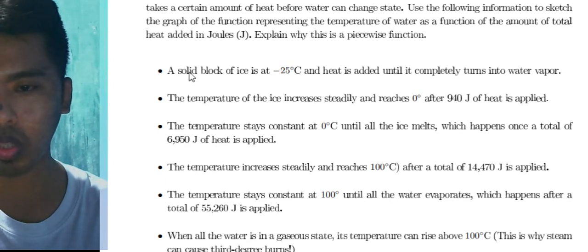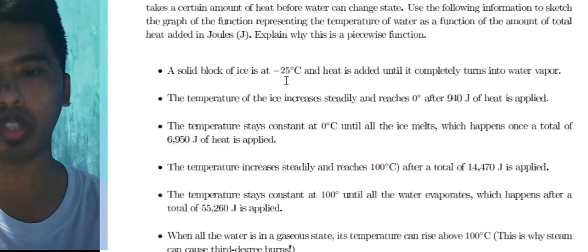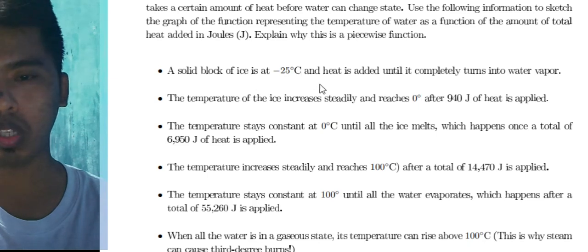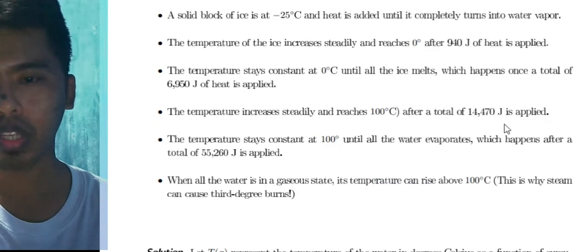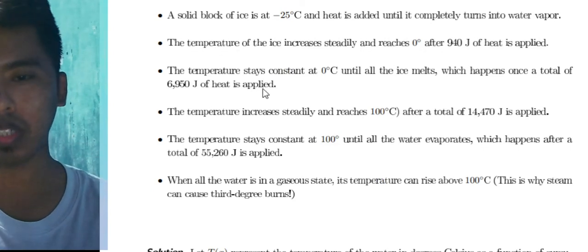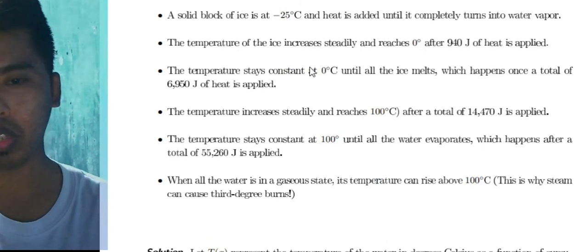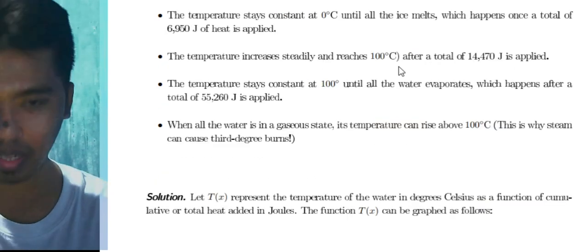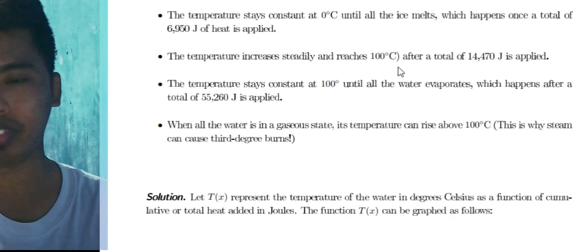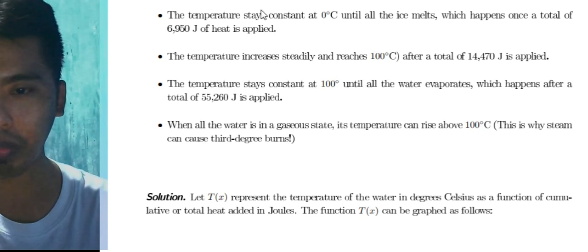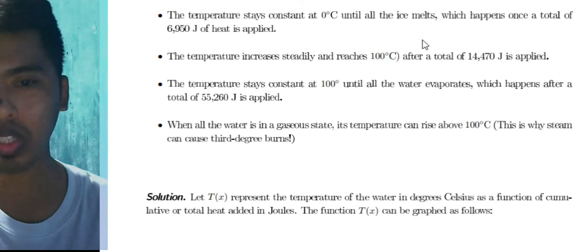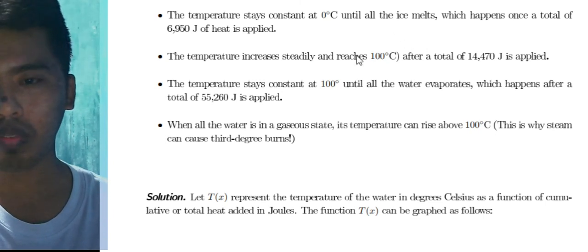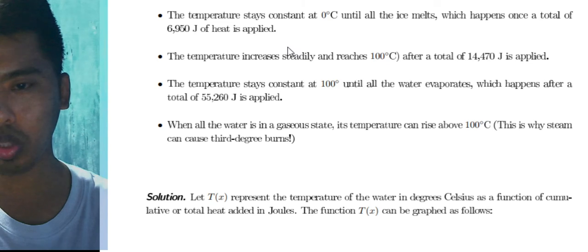Now here, first one, a solid block of ice is at negative 25 degrees Celsius, and heat is added until it completely turns into water vapor. Then the temperature of the ice increases steadily and reaches 0 degrees after 490 joules. I don't really get it because it's science, but let's try. The temperature stays constant at 0 degrees Celsius until the ice melts, which happens once a total of 6,950 joules of heat is applied.